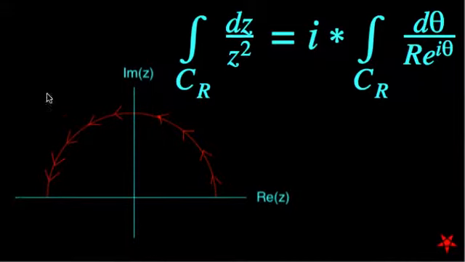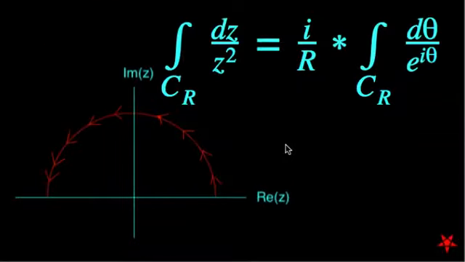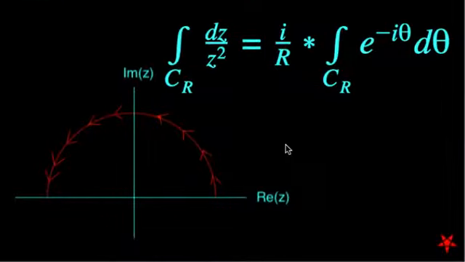i is not the only thing that factors out. And switching the sign of i theta in the denominator allows us to place the exponential in the numerator. Before we evaluate the integral, we should consider the bounds of integration for c sub r.